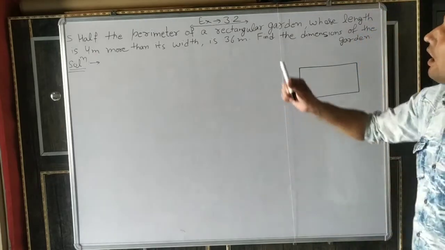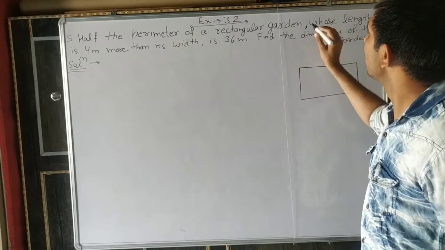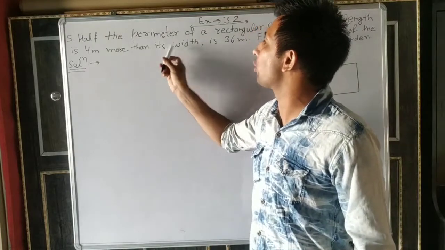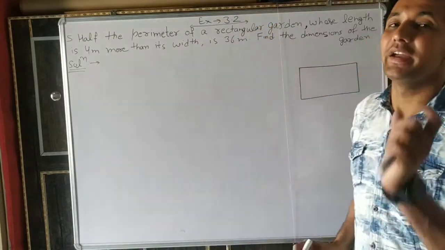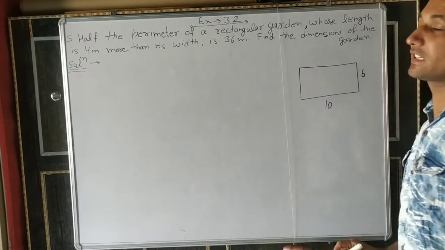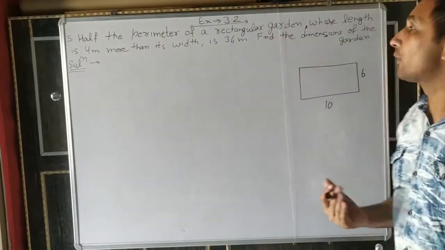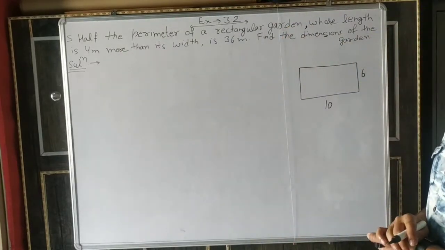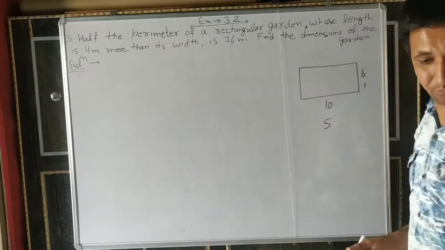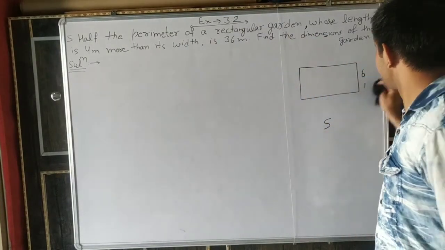Half the perimeter of a rectangle, whose length is 4 meter more than width. It means if length is 10, then width is 6, because it is 4 meter more. Maybe length is 5 meter, and width is 1 meter, because the number is not given. But one thing is given.